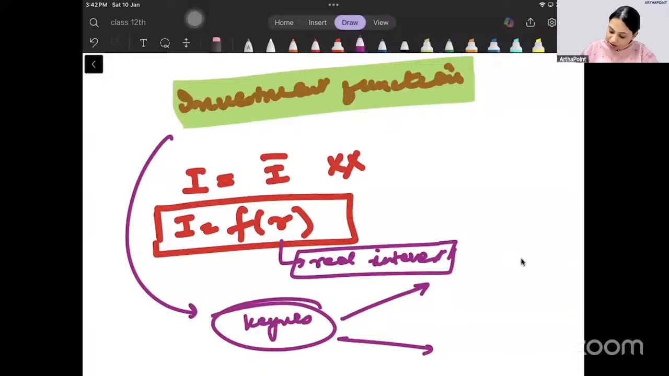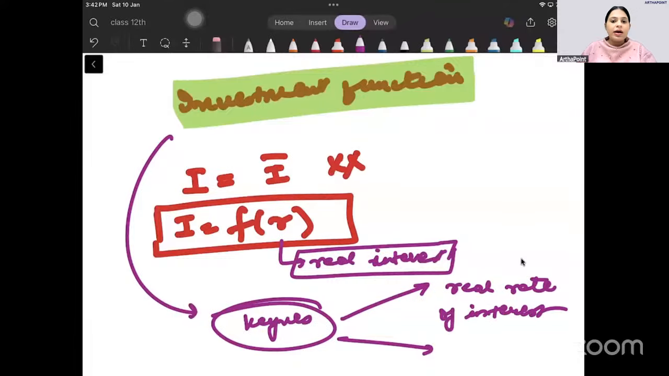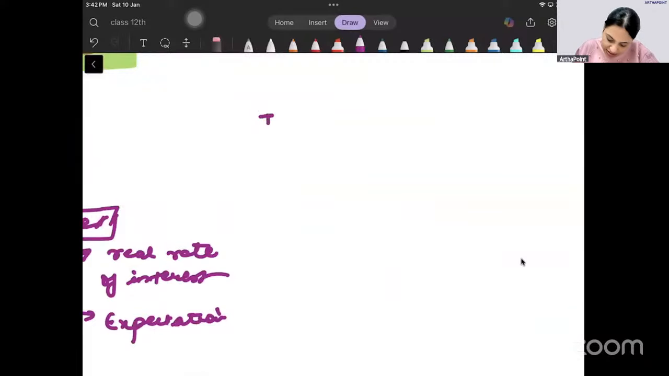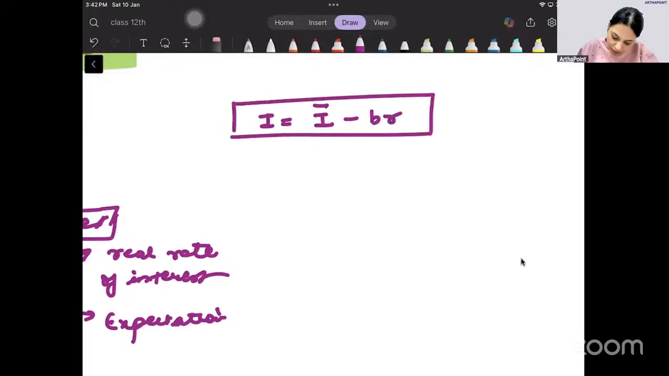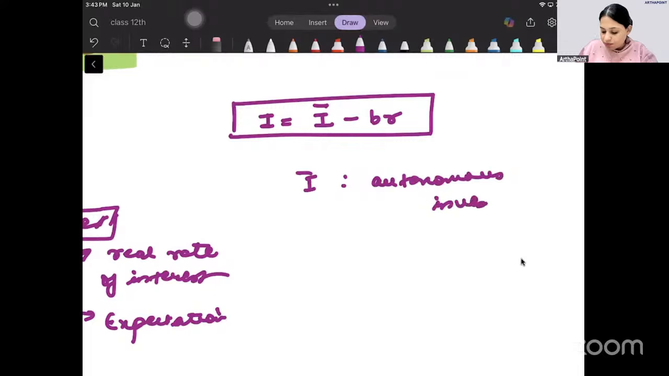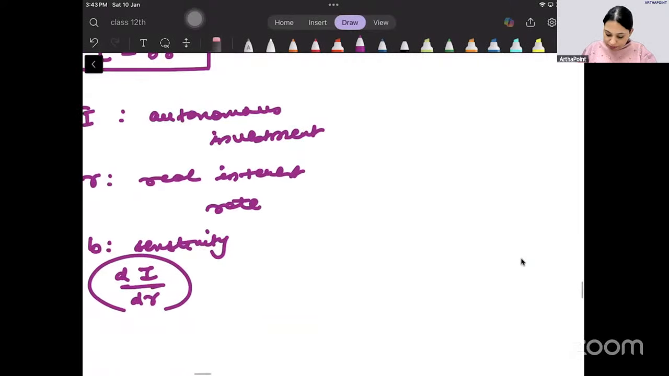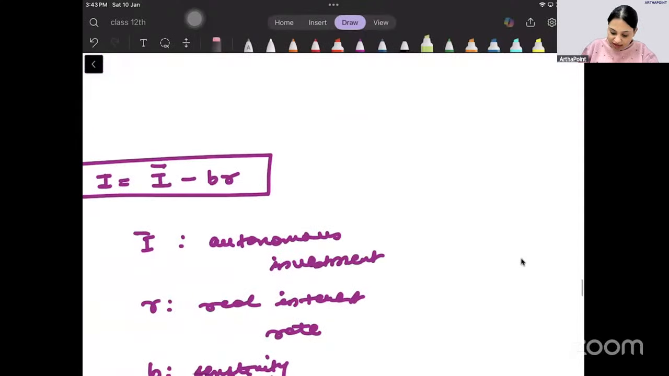And it focused on two main things: the real rate of interest and the expectation theory. Okay. So graphically, we can say that I is equal to I bar minus BR, where I bar जो है वो है autonomous investment, R जो है that is the interest rate, and B is sensitivity, माने how investment changes as interest rate changes. ठीक है. We assume कि ये B positive है because already there is a negative sign associated with it.